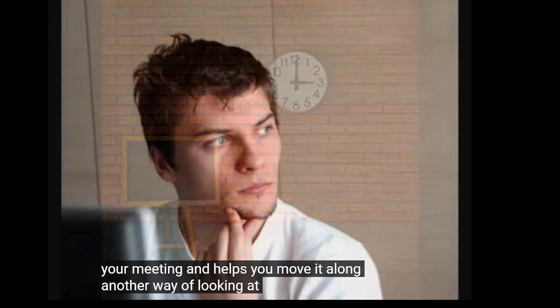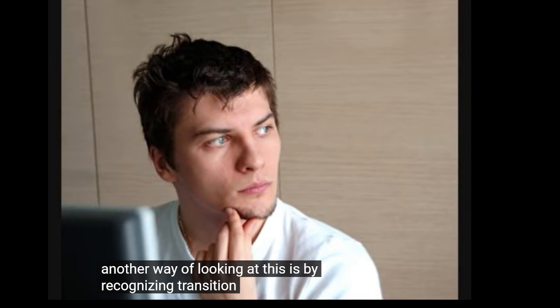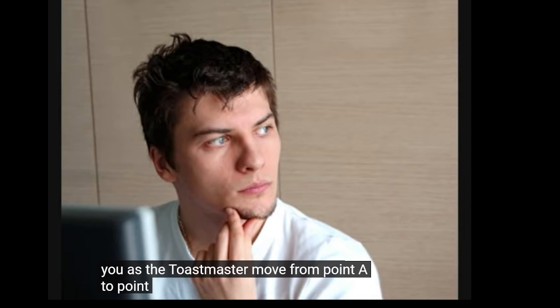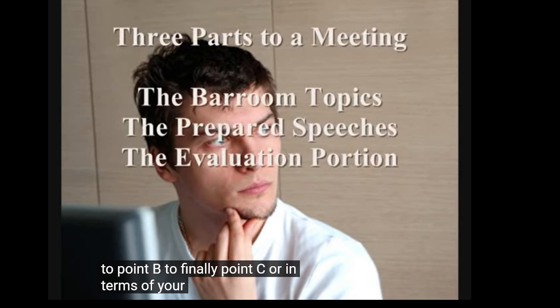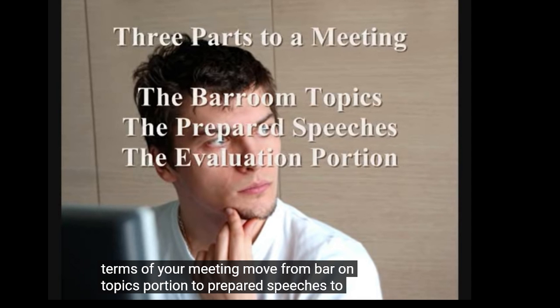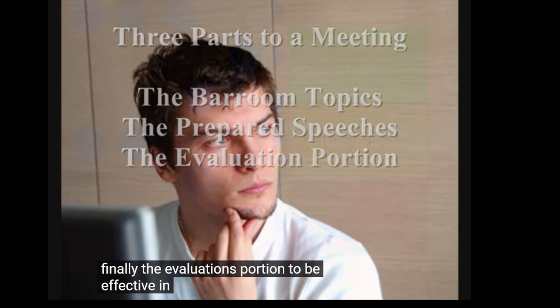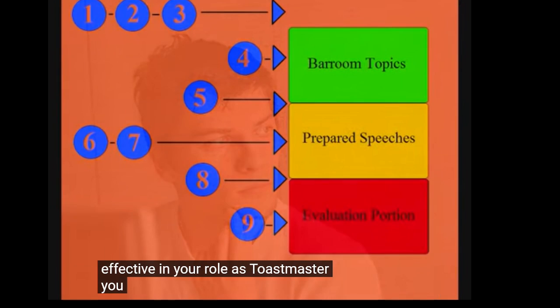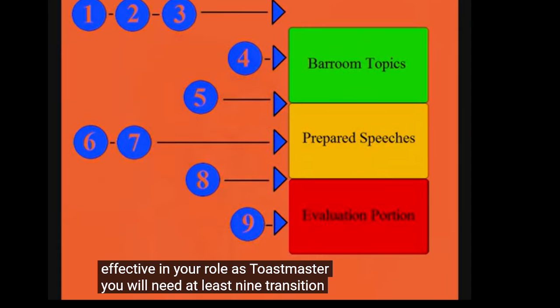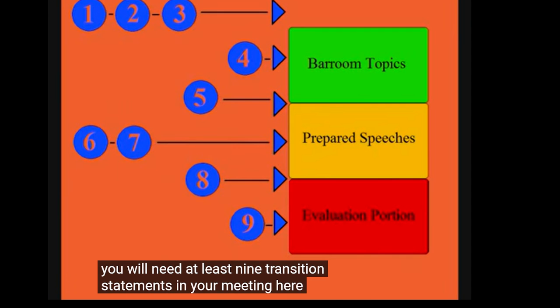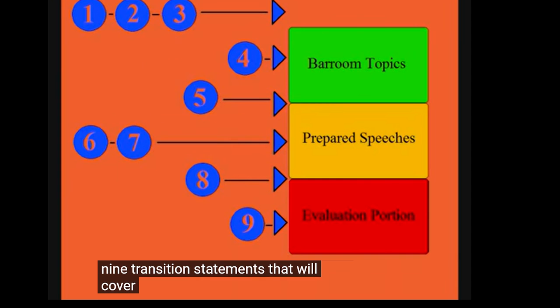Another way of looking at this is by recognizing transition statements help you as the Toastmaster move from point A to point B to finally point C. Or in terms of your meeting, move from barroom topics portion to prepared speeches to finally the evaluations portion. To be effective in your role as Toastmaster, you will need at least 9 transition statements in your meeting. Here are the 9 transition statements that we'll cover.